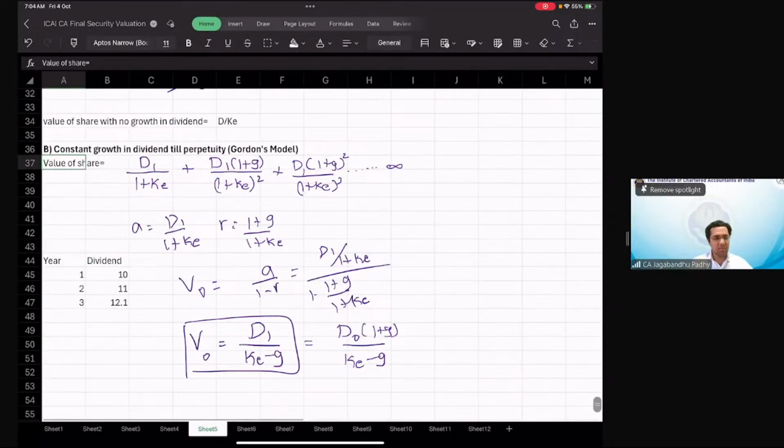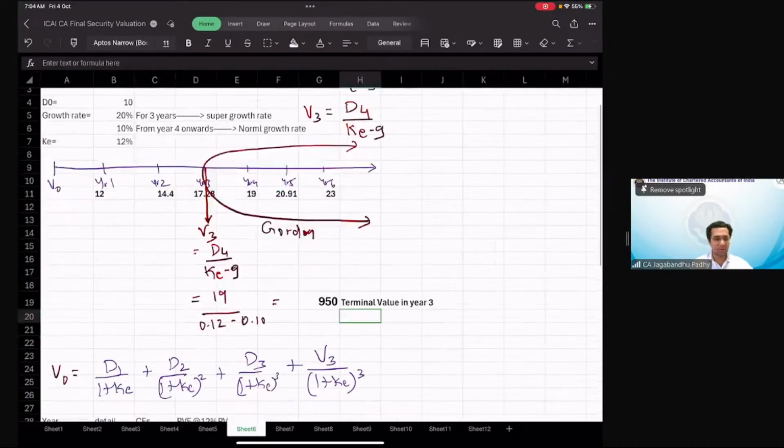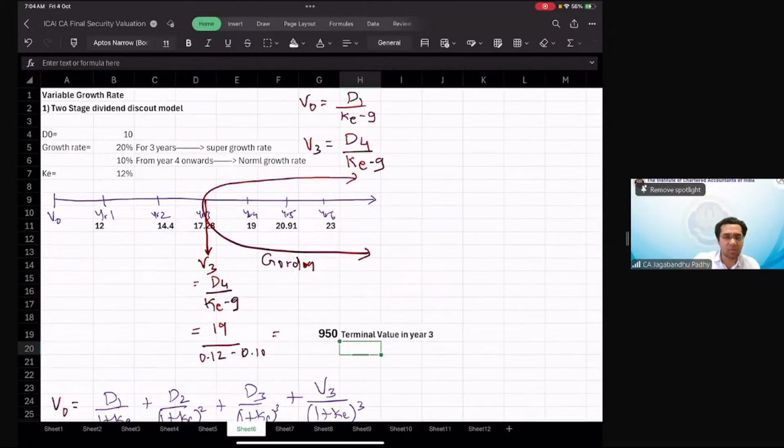Then if we have variable growth rate, we have covered the two-stage dividend discount model also. We have yet to start with the three-stage dividend discount model, which we'll do in today's class. So the two-stage dividend discount model was basically taking into account that cash flows are going to grow at a higher rate for an initial certain number of years, post which the growth rate is going to stabilize at a lower rate.